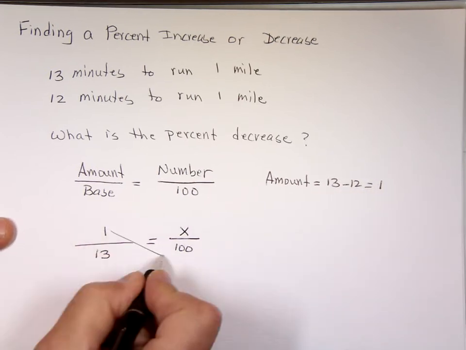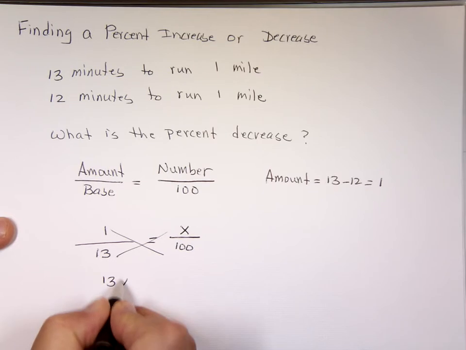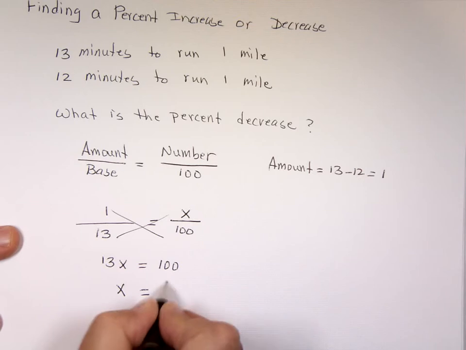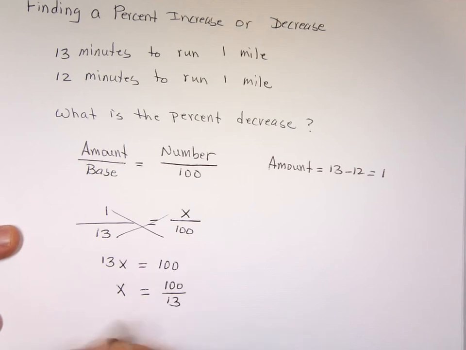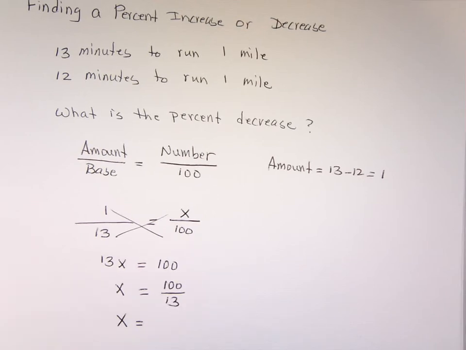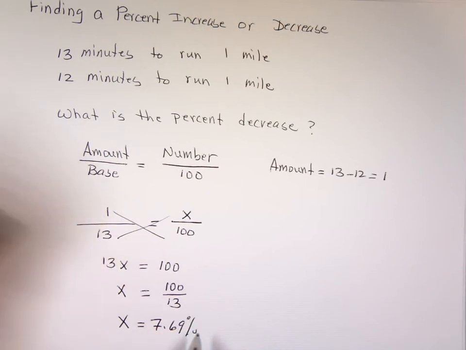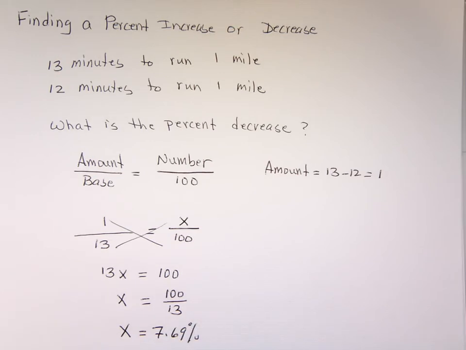Now you cross multiply. 13x equals 100. x equals 100 divided by 13, which is 7.69%. That's the percent decrease in this case.